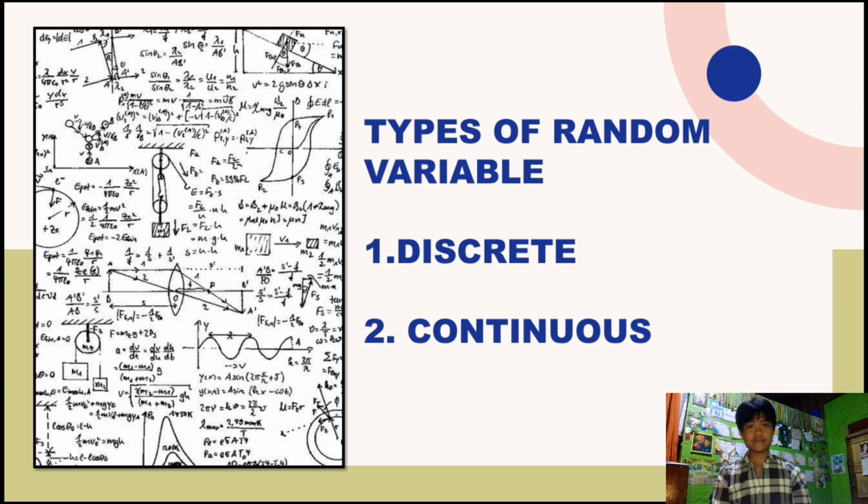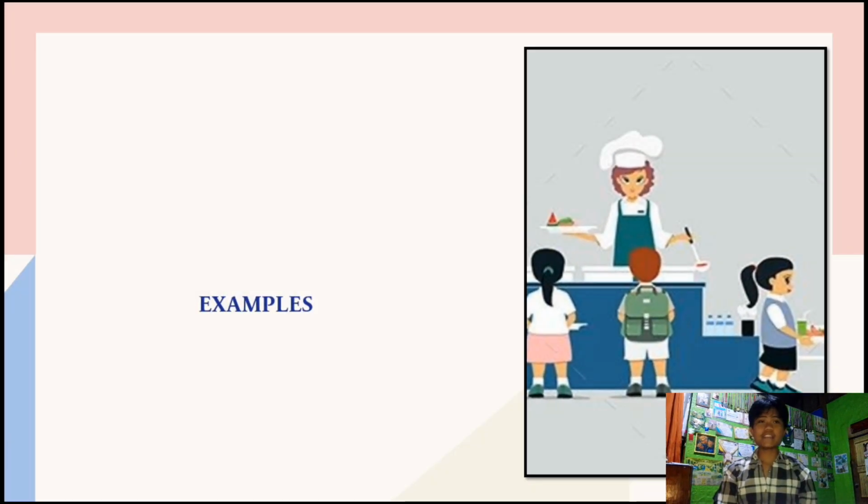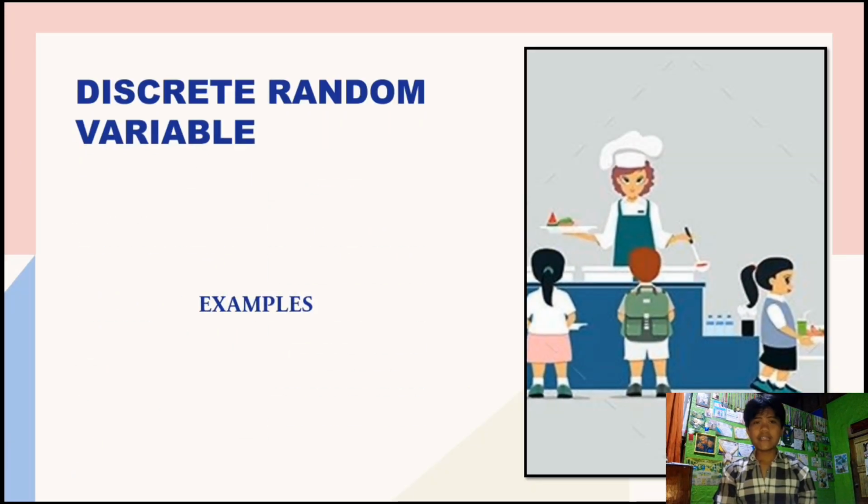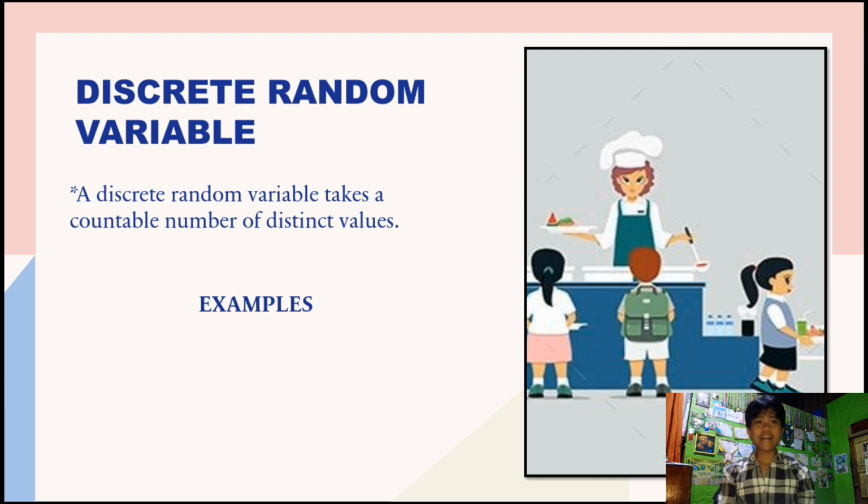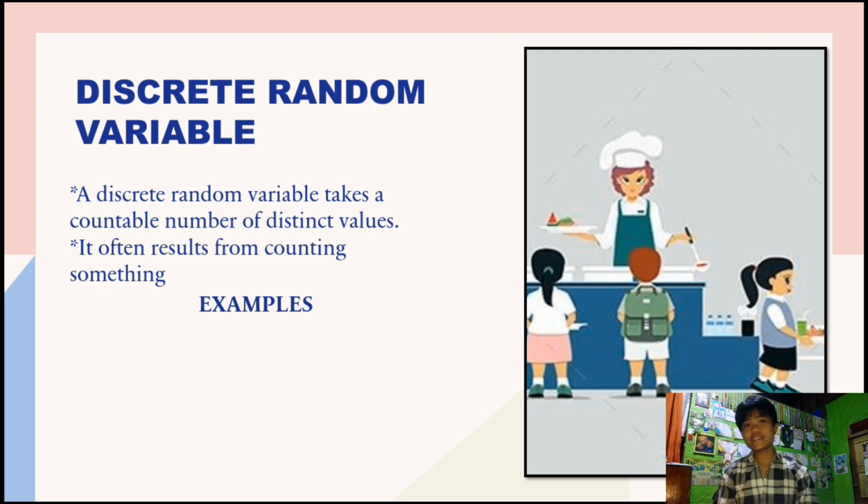Now, let's move to the types of random variables. First, we have the discrete random variable. A discrete random variable takes a countable number of distinct values. This usually results from counting objects, events, or occurrences. For example, if we want to count the number of students present in a classroom, we can only have a whole number, like 20, 21, or 22 students. You can't have 20.5 students, right?